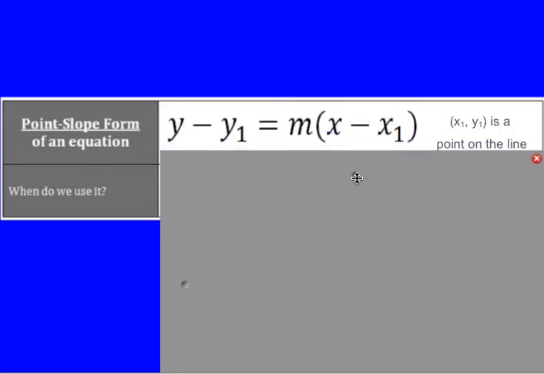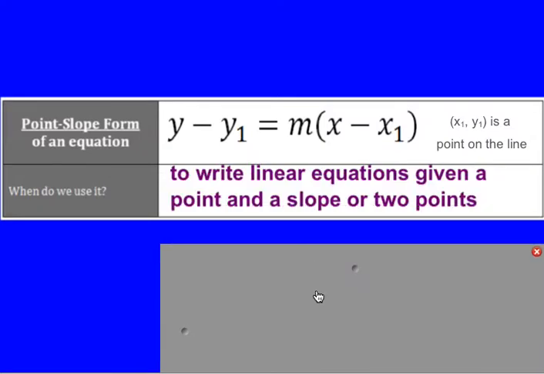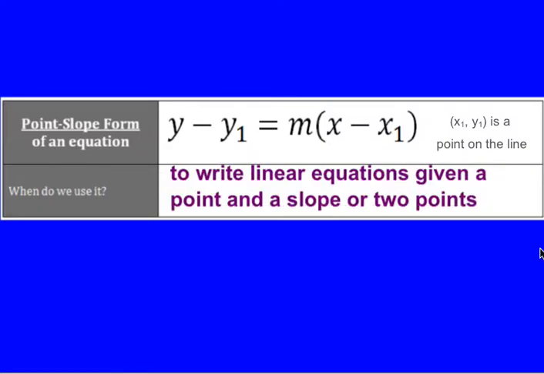Well, point-slope form, I like to call it a puzzle. It kind of looks like a puzzle. So we have y minus y1 is equal to m times parenthesis x minus x1, and x1, y1 is going to be some point that's on the line. So in order to use point-slope form, we would need two things, and it's right in the name. We need the point and we need the slope.